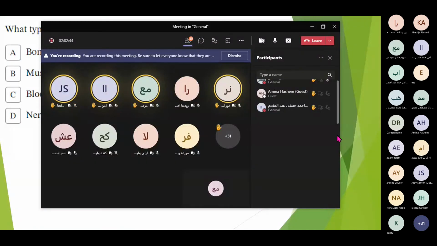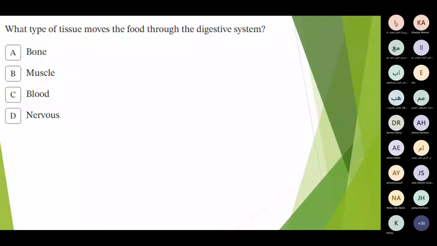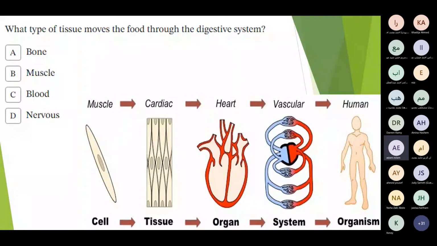And Adam, okay? Now, what type of tissue moves the food through the digestive system? Bone tissue? No. Okay, Salma, look at this picture. What makes a system? The organs. And what makes the organ? The tissue. Right? Yes. Okay, so what type of tissue moves the food? Who is responsible for moving the food through the digestive system? The bone, the blood, the skin, or the nerves?